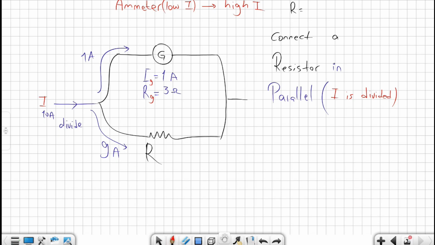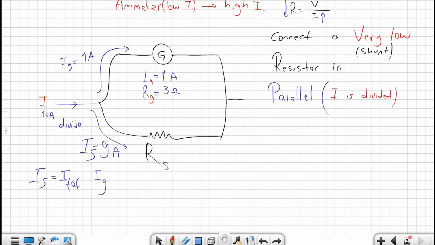Let's remember Ohm's law. R will be equal to V over I. So as current increases, R must decrease. So we need to use a very low resistance because we have a very high current, and this very low resistance has a special name, which is called a shunt. So this is I shunt and this is IG. So we can say that I shunt is equal to I total minus IG. So this is also R shunt.